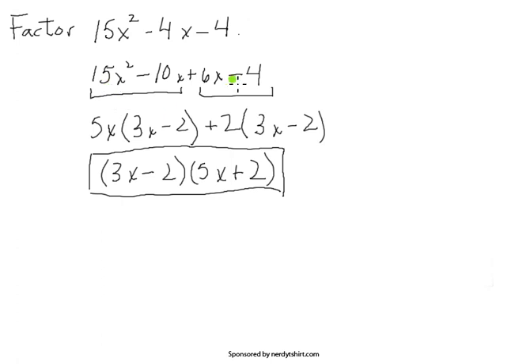Take the leading times the constant coefficient, multiply them together, see what factors of that product combine to the coefficient of x in the middle, and use that to decompose that middle term so that you get a nice groupable approach that leads pretty quickly to your final result.